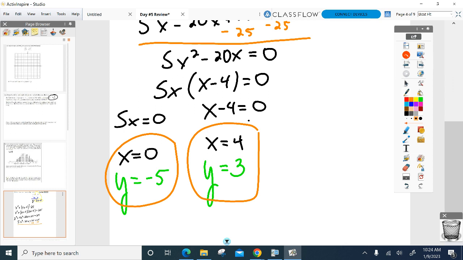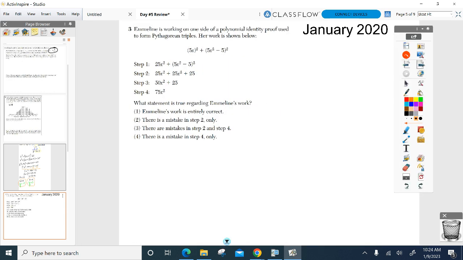I think number 5 we're going to start out with. Three, sorry, number three. We had a quick debate last period. Emmeline here tried to figure out what 5x squared plus 5x squared minus 5 all squared was. We saw her work here in four steps. Is it all completely correct, or are there mistakes somewhere? And if there are, where are the mistakes?